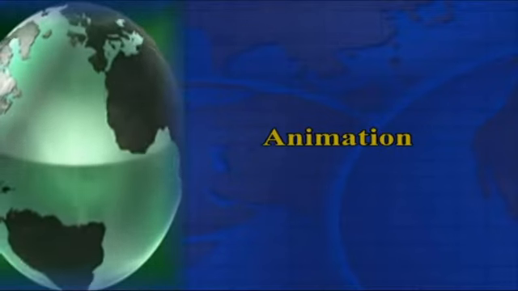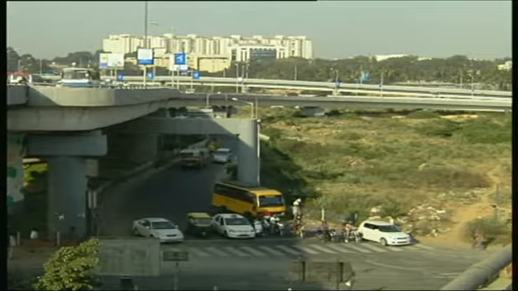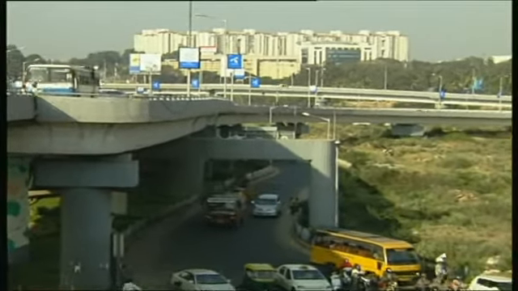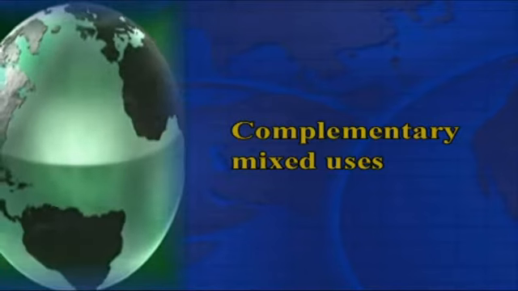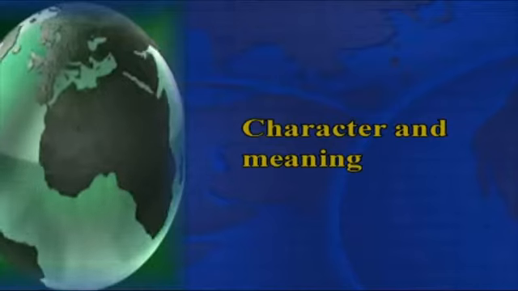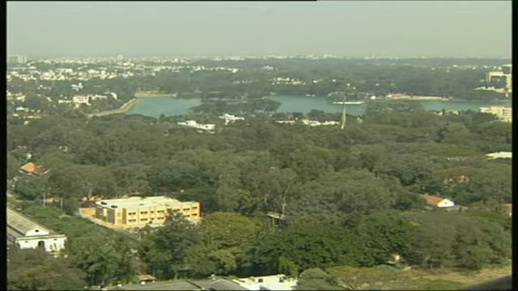Next aspect is the animation. Designing places to stimulate public activity is an important factor of urban design. It is a part of urban geography also. Function and fit are helpful in shaping the places to support their varied intended uses. Complementary mixed uses involves locating activities to allow constructive interaction between various units. The character and meaning refers to recognizing and valuing the differences between one place and another place.